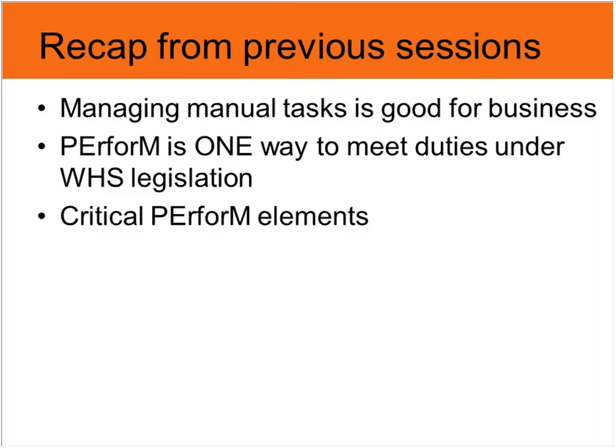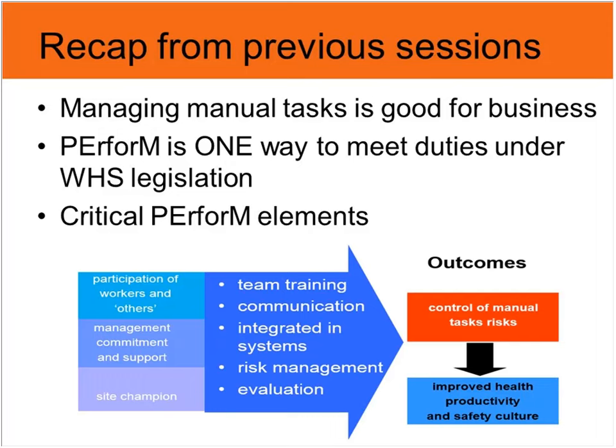Last week in particular, we focused on developing an understanding of the risk factors and how to complete the Perform risk assessment part. Back in week 1, we introduced you to this model that's on your screen, and these are the critical elements that Perform requires to be implemented successfully. We talked a lot about the items on the left, about having the workers involved, management commitment, and the site champion. We're going to be focusing a bit more on the middle part of that fat blue arrow today. So today's session is really about developing the controls and implementing the Perform program.